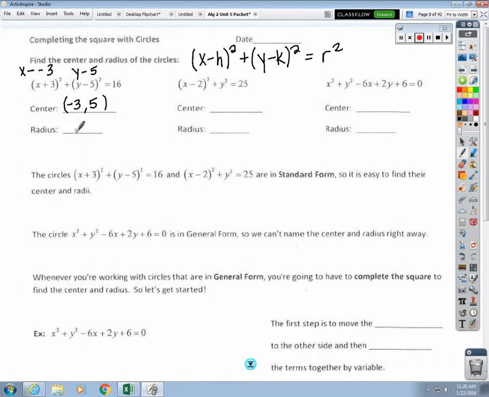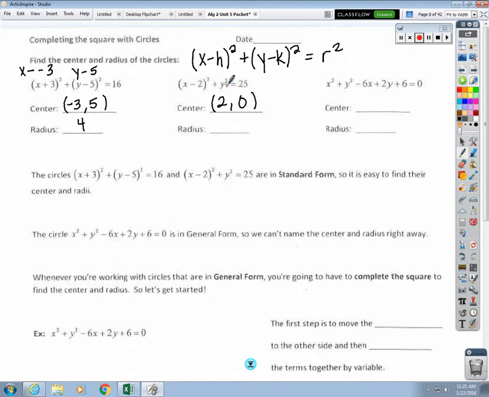Now, what about the radius? It's 4. Because to find the radius, you take the r and square it. So to go backwards, couldn't we just square root 16 to get 4? Okay, so now let's look at this one. What is the center for this one? Very good. 2 and 0.